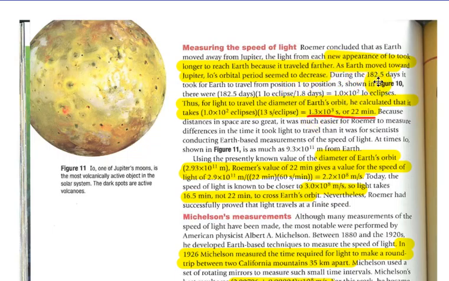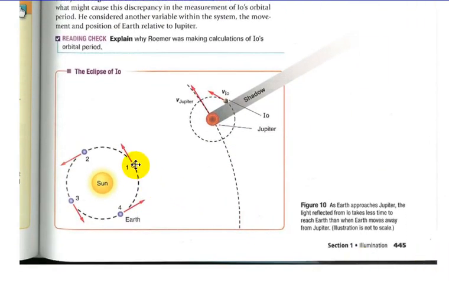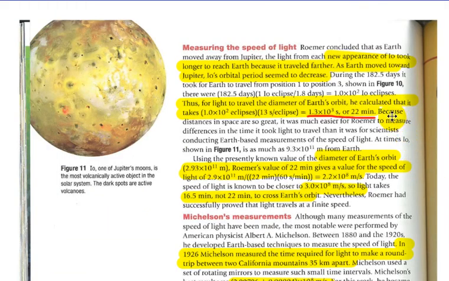During the 182 days it took Earth to move from position 1 to position 3, so in other words, closest to Jupiter to furthest from Jupiter, there were this many 100 Io eclipses. Thus, for light to travel the diameter of Earth's orbit, he calculated that it takes an extra 22 minutes, or 1.3 times 10 to the 3 seconds.